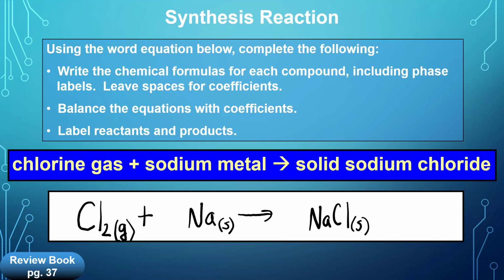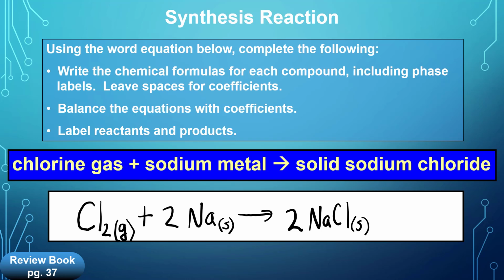All right, well, we can see on the reactant side, we have 2 chlorine, so we need to balance that with a 2 in front of the NaCl. But now we have 2 sodium on the product side and only 1 on the reactant side, so we can put a 2 in front of this.